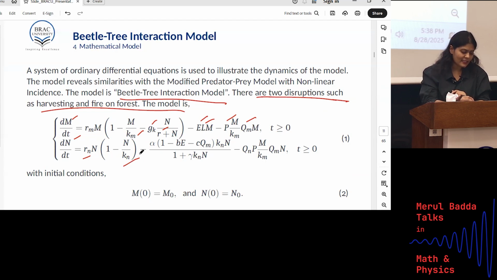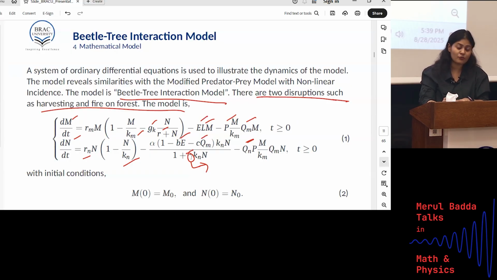And B is the effect of harvesting, and C is the effect of fire on the trees' ability to defend against the beetles. And this is the reciprocal of the density of trees at which the trees' defensive rate goes to the peak point. And Qn is the loss of beetles from the fire, because fire does not only damage our trees, it also damages the beetles in our forest.